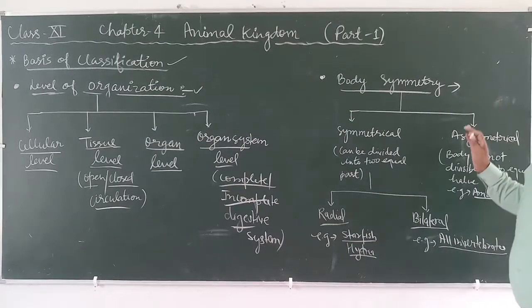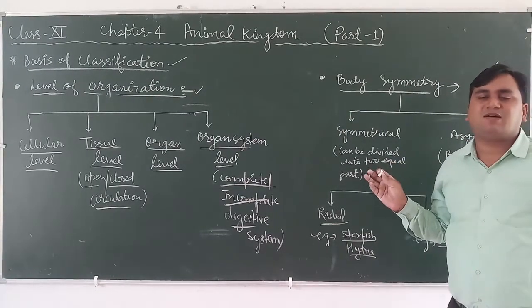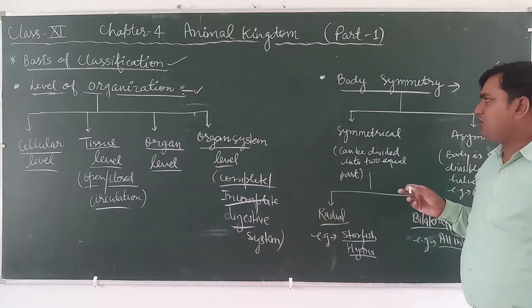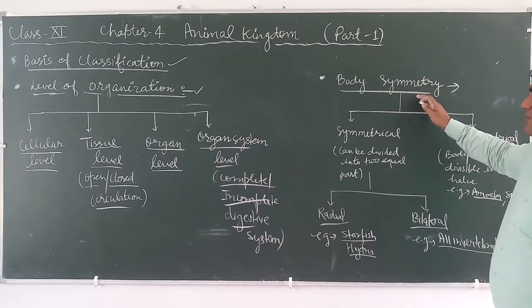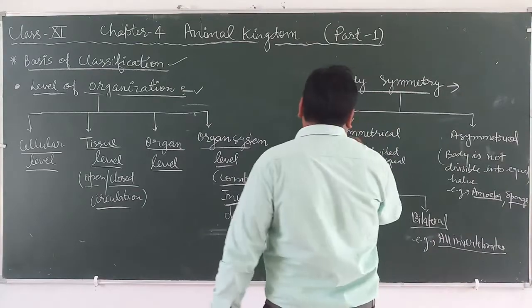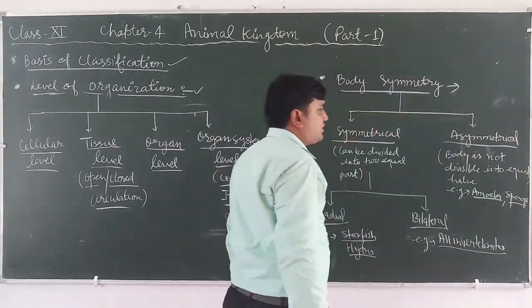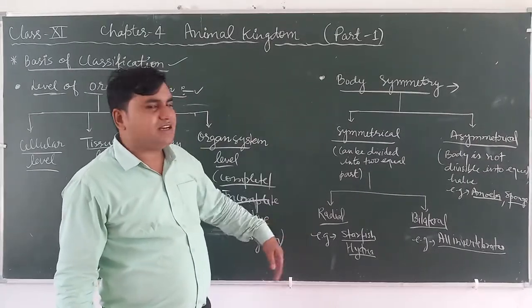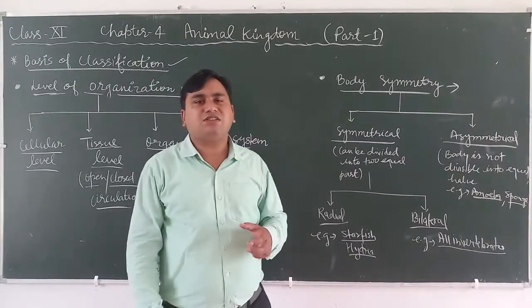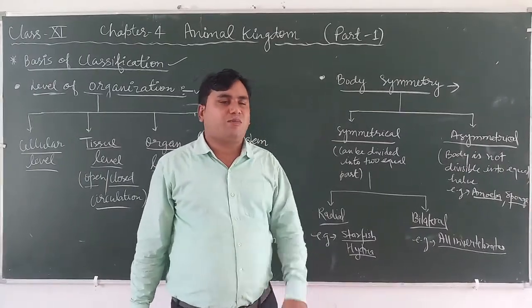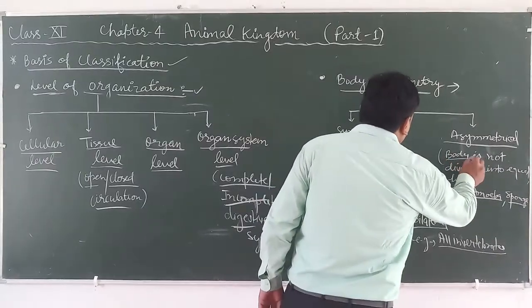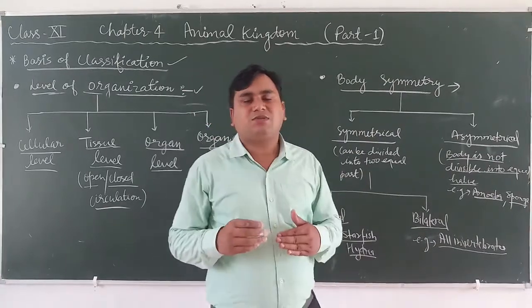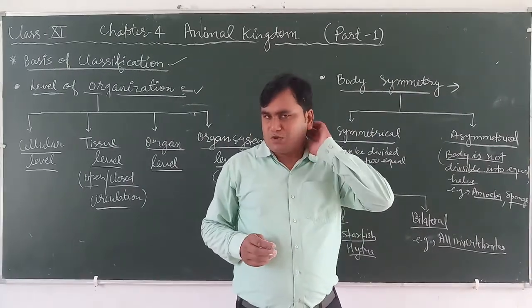Next is body symmetry. Body symmetry is also important for the classification of organisms. By their body symmetry or body structure, we can classify organisms. On the basis of body symmetry, organisms are of two types: symmetrical and asymmetrical. Symmetrical animals means they can be divided into two equal parts. Asymmetrical means the body is not divisible into equal halves. For example, amoeba and sponge.